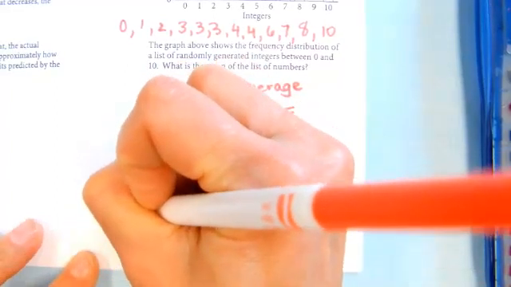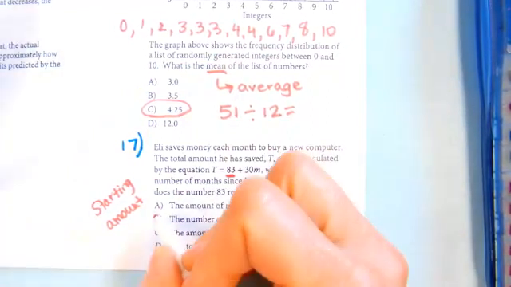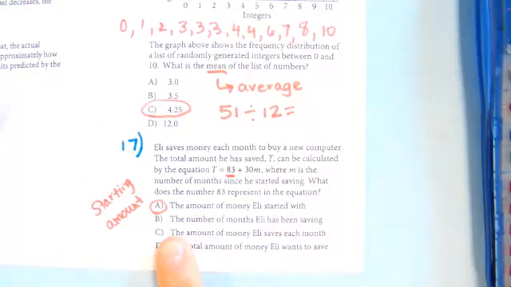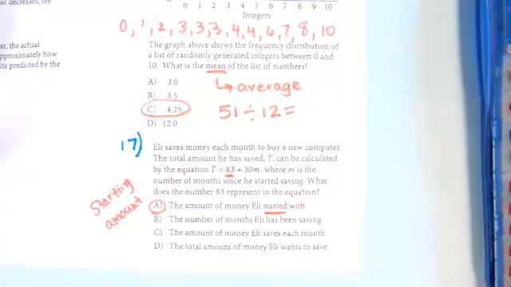Okay, and so which one of these choices gives us that? The amount of money Eli started with. Oh, yeah, that is correct. All right, just make sure. The number of months Eli has been saving. No. The amount of money Eli saves each month. No. The total amount of money Eli wants to save. No. The starting amount, the one without the variable, you're looking for those keywords there.